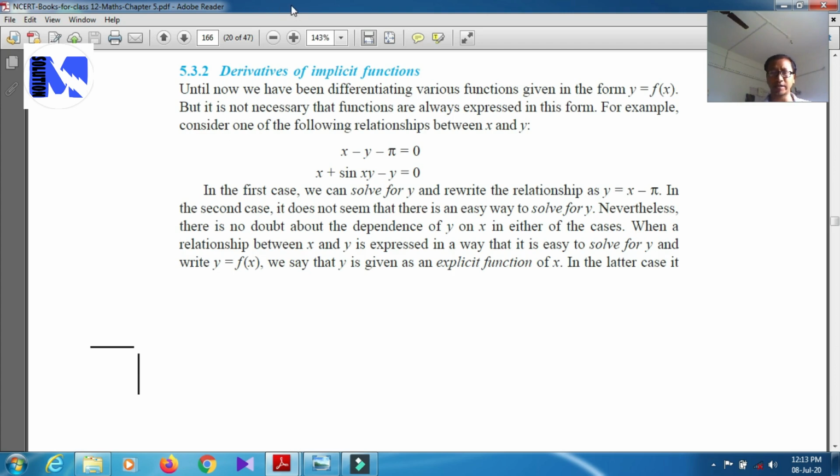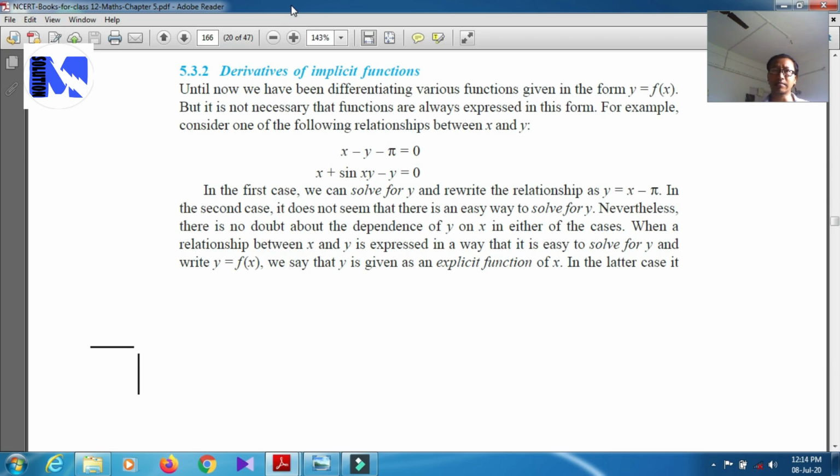I would like to give an example. Suppose we have a function like y equal to x plus 1. Then we can see that y can be expressed in terms of x, and moreover x can be expressed in terms of y, like x equal to y minus 1. In our life we come across many functions like this, where we can explicitly express y in terms of x and x in terms of y. These types of functions are called explicit functions.